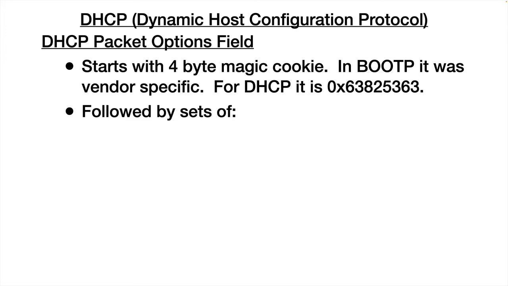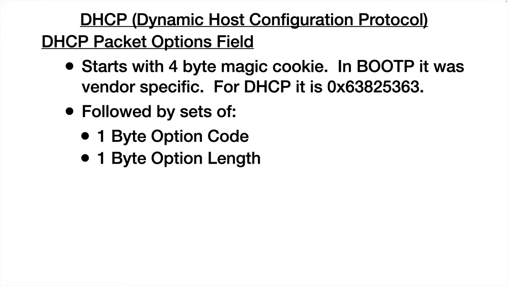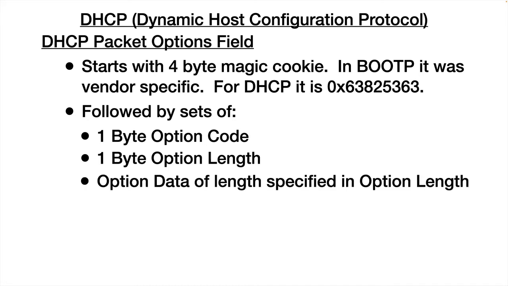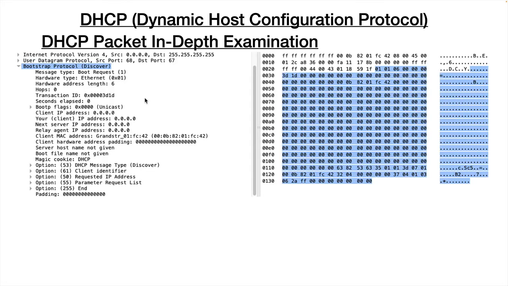Then it is followed by sets of 3 things. You have a 1-byte option code, which tells what the option is. You have a 1-byte option length, and then you have the option data, and it is of the length specified in the option length, the second field. So let's look at a real life example. So here is a DHCP packet that I grabbed.